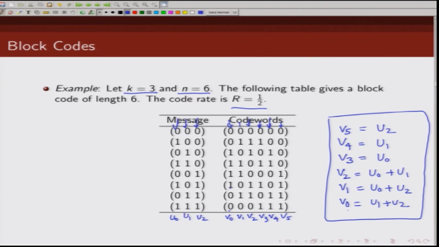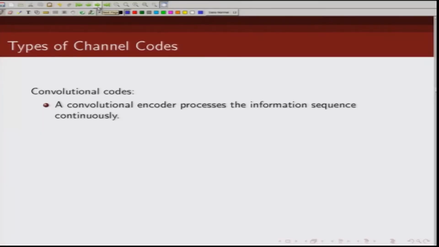Okay. So again, to recap, in block codes we partition our information sequence into blocks of k bits and we map these k bits into blocks of n bits, and this mapping is memoryless. In other words, how we map these k bits does not depend on how we have mapped the previous blocks of k bits. Okay. So, let us now contrast it with what are convolutional codes and how are they different from block codes.